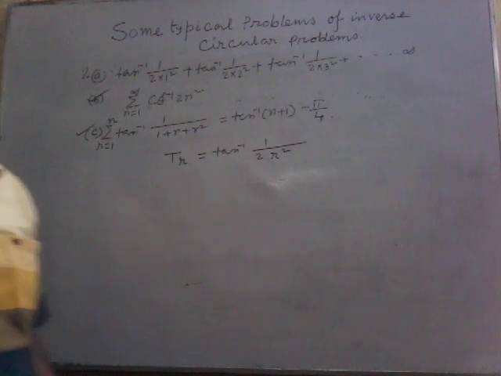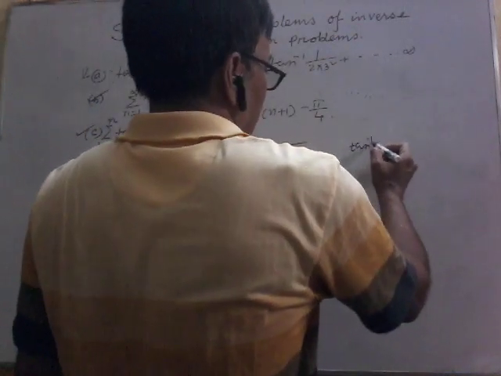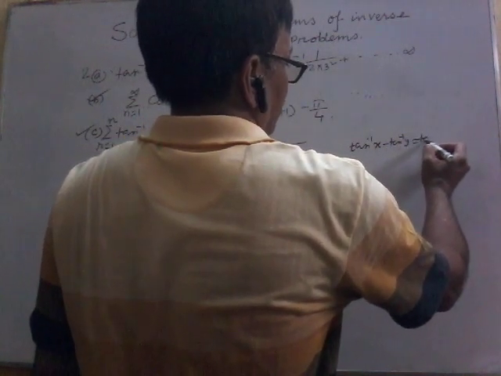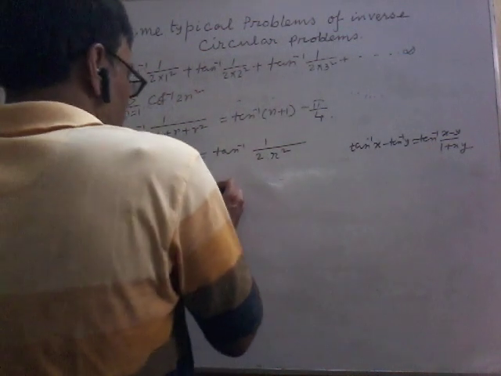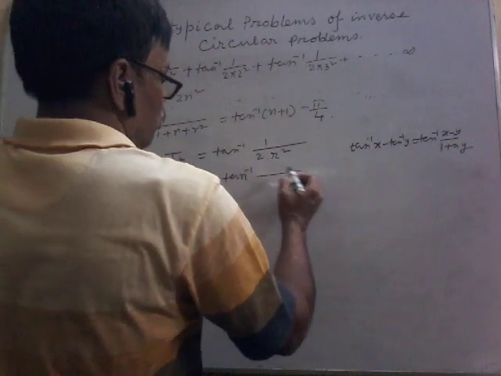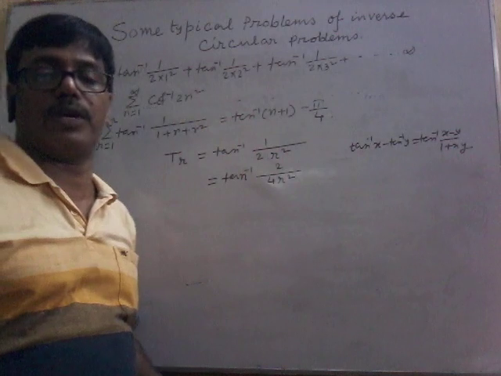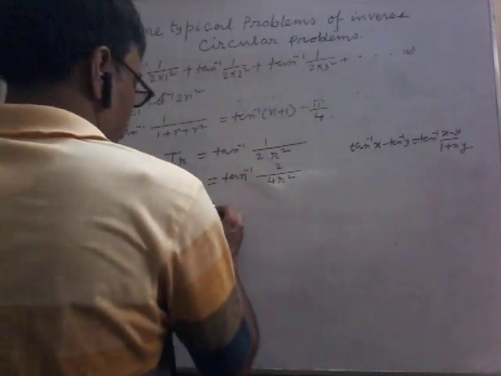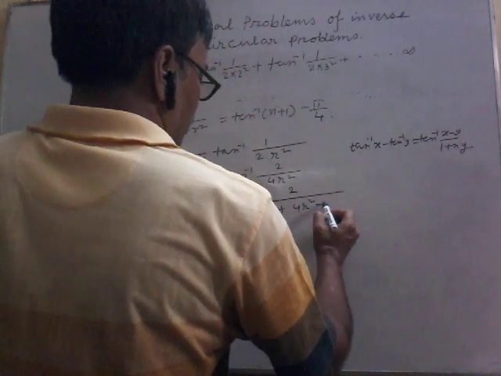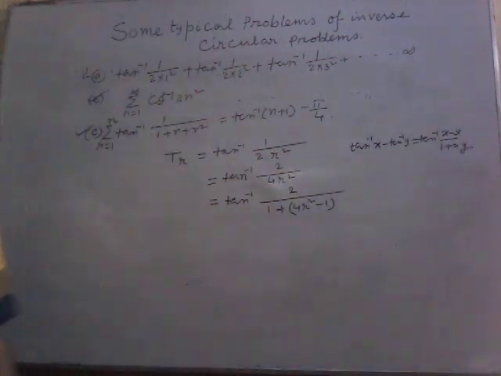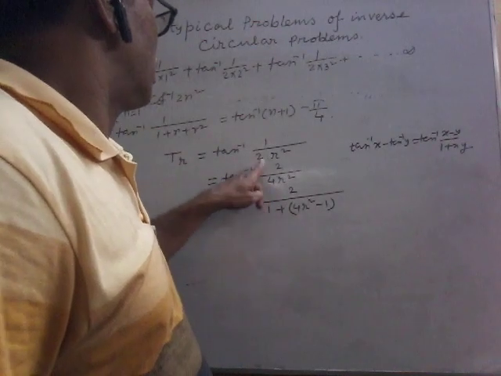Now, our main aim will be to express this TR as a difference of 2 terms. So you know, tan inverse x minus tan inverse y equals tan inverse of x minus y over 1 plus xy. This is the formula. So write tan inverse of 2 by 4 r square. Why are we multiplying numerator and denominator by 2? It will be clear in the second step. Now this equals tan inverse of 2 over 1 plus, 4 r square minus 1, because the formula is 1 plus xy. Now you express 4 r square minus 1 as a product of 2 terms. That's why we are taking 2 here.